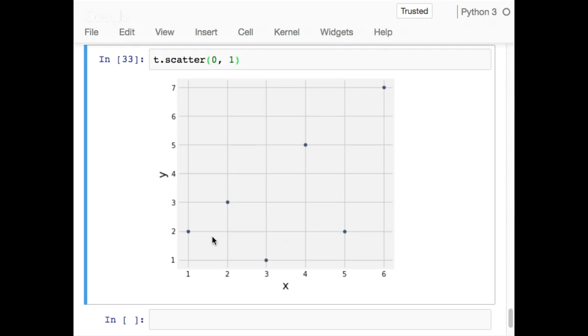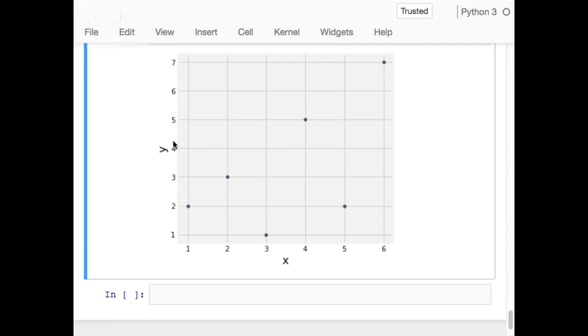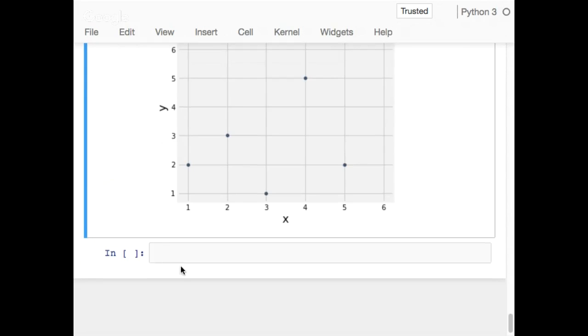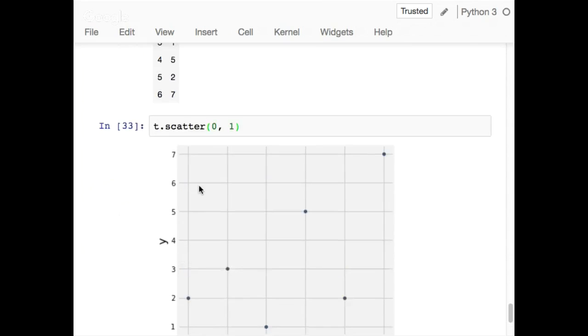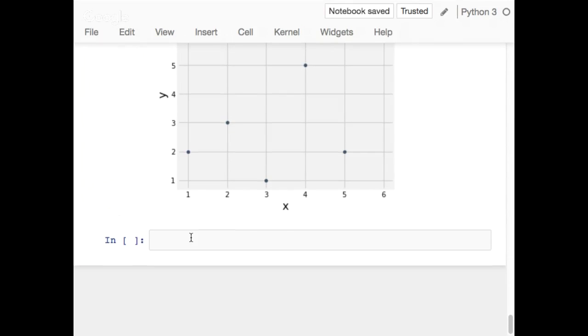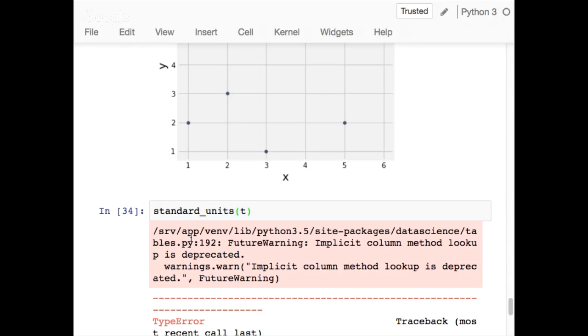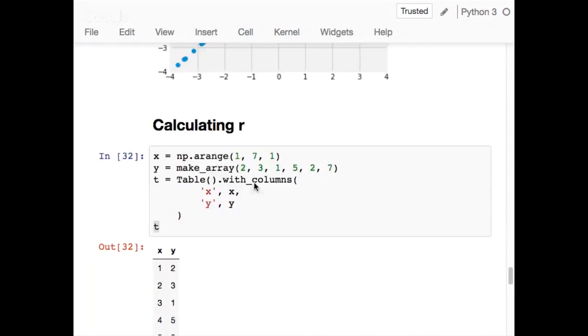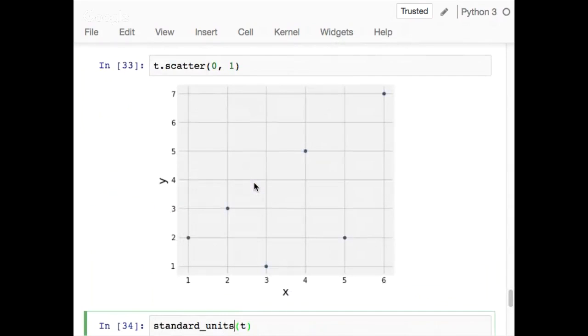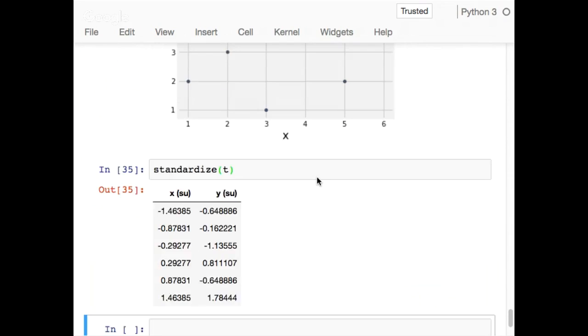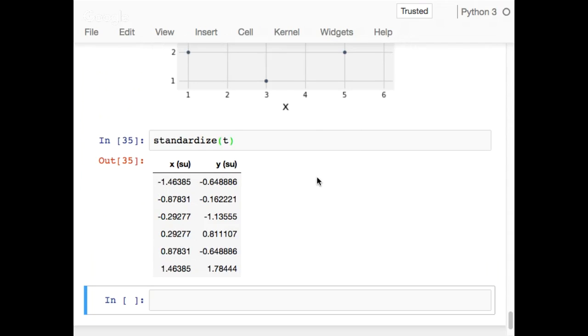If all the points are perfectly on a straight line, then r will be 1, and that lets me quantify how good of a linear relationship that is. On the other hand, it looks like not all the points here are on a straight line, but they look kind of close. The axes here are really zoomed in, so the points are kind of close to each other. We can use r to quantify exactly how strong that linear relationship is. The way we calculate r is to take my table and convert it to standard units. Let me standardize. Here we go. Convert them both to standard units.